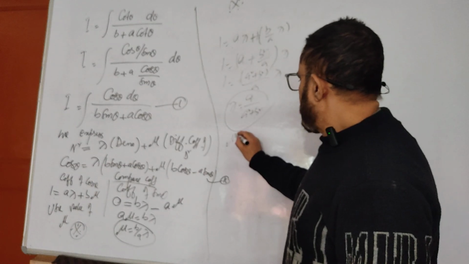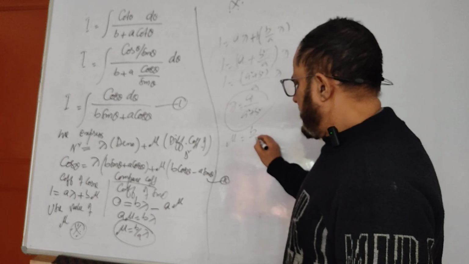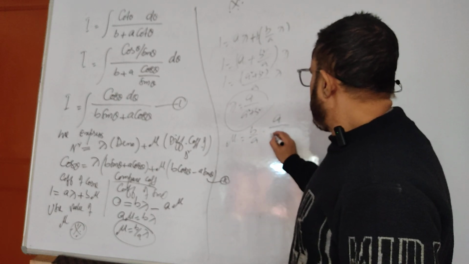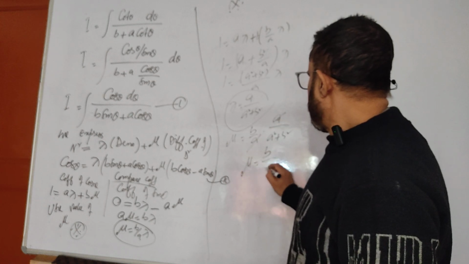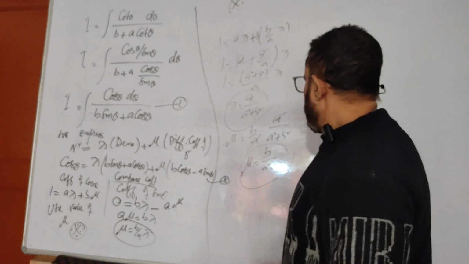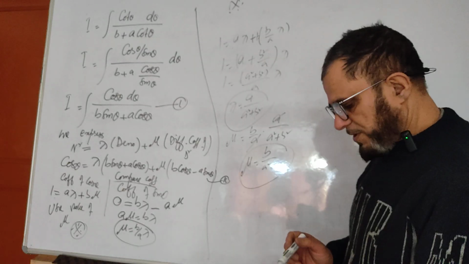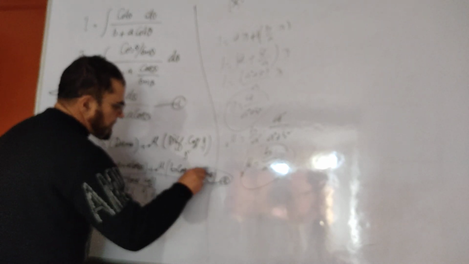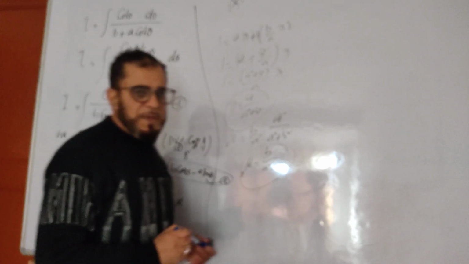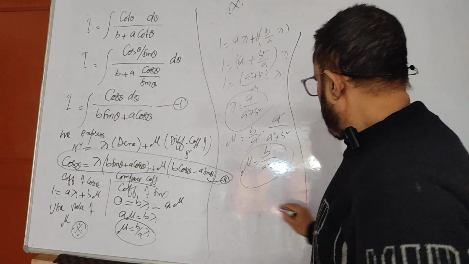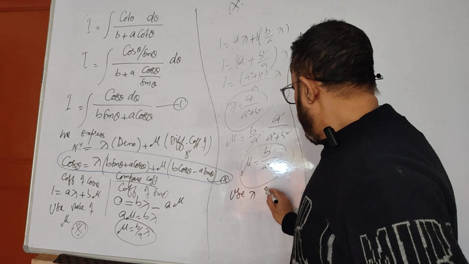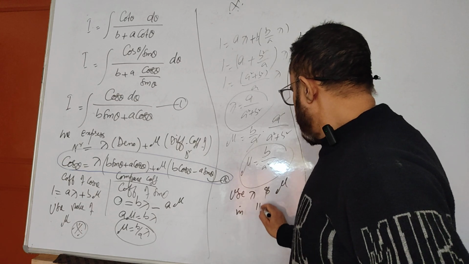So your mu, what is your mu already found? It is b by a, the value of lambda, a by a square plus b square. This a goes, so you have found mu also, b by a square plus b square. So lambda is found, mu is found. Use now this lambda and mu in equation number second.